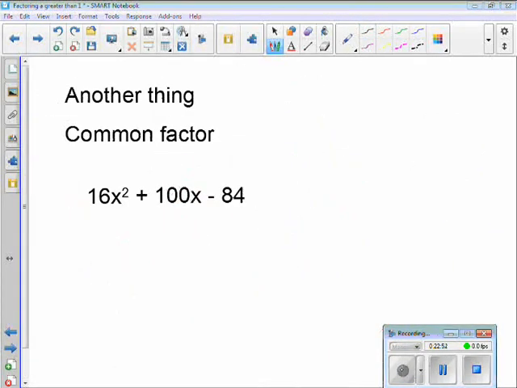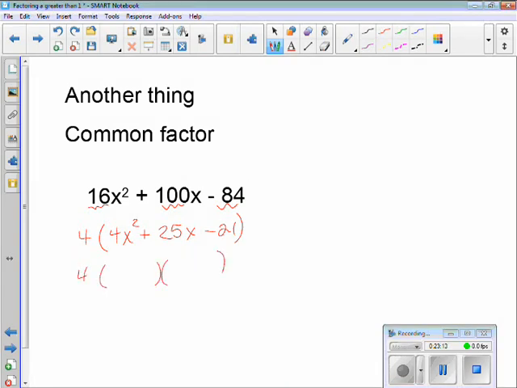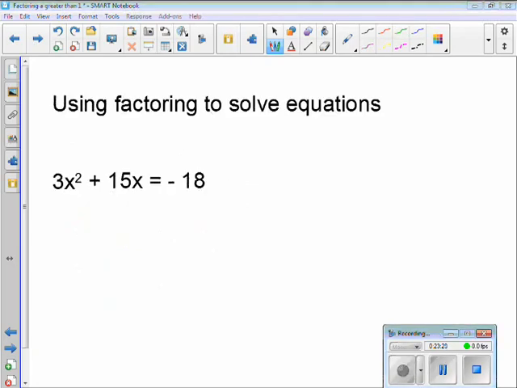Just a real quick word of caution. When you have numbers like this, you could start right away trying to guess and check or do factoring. But what I always try to do is ask myself, is there something that they have in common so I can reduce these numbers because they're huge? And sure enough, they have a common 4. So I pull it out, and then I start factoring it. Don't forget to bring this 4 along with the problem. Okay? So we've already done that kind of problem, and you could do it through guess and check or grouping. It doesn't matter. Let's look at using factoring to solve equations.